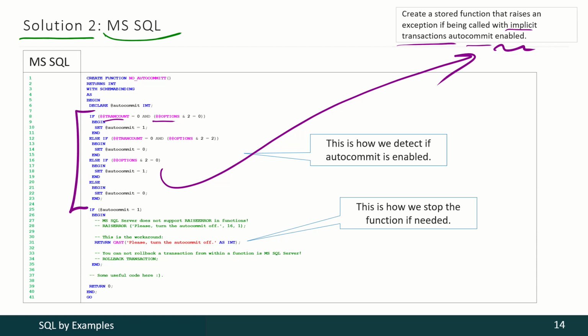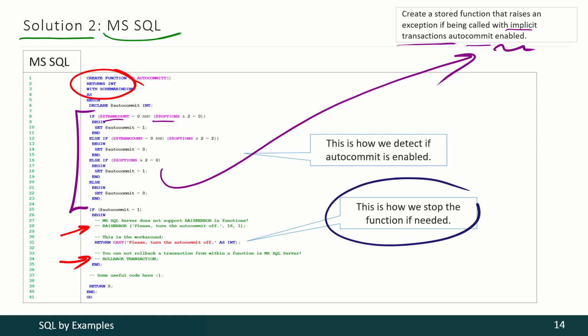The second difficulty here is that Microsoft SQL Server does not support either the raise error or rollback transaction statements inside functions, and we have a function here. But there is a workaround. We may try to convert such a string into an integer. And of course, this string may not be presented as an integer. That's why this operation will fail and the whole function will be stopped.